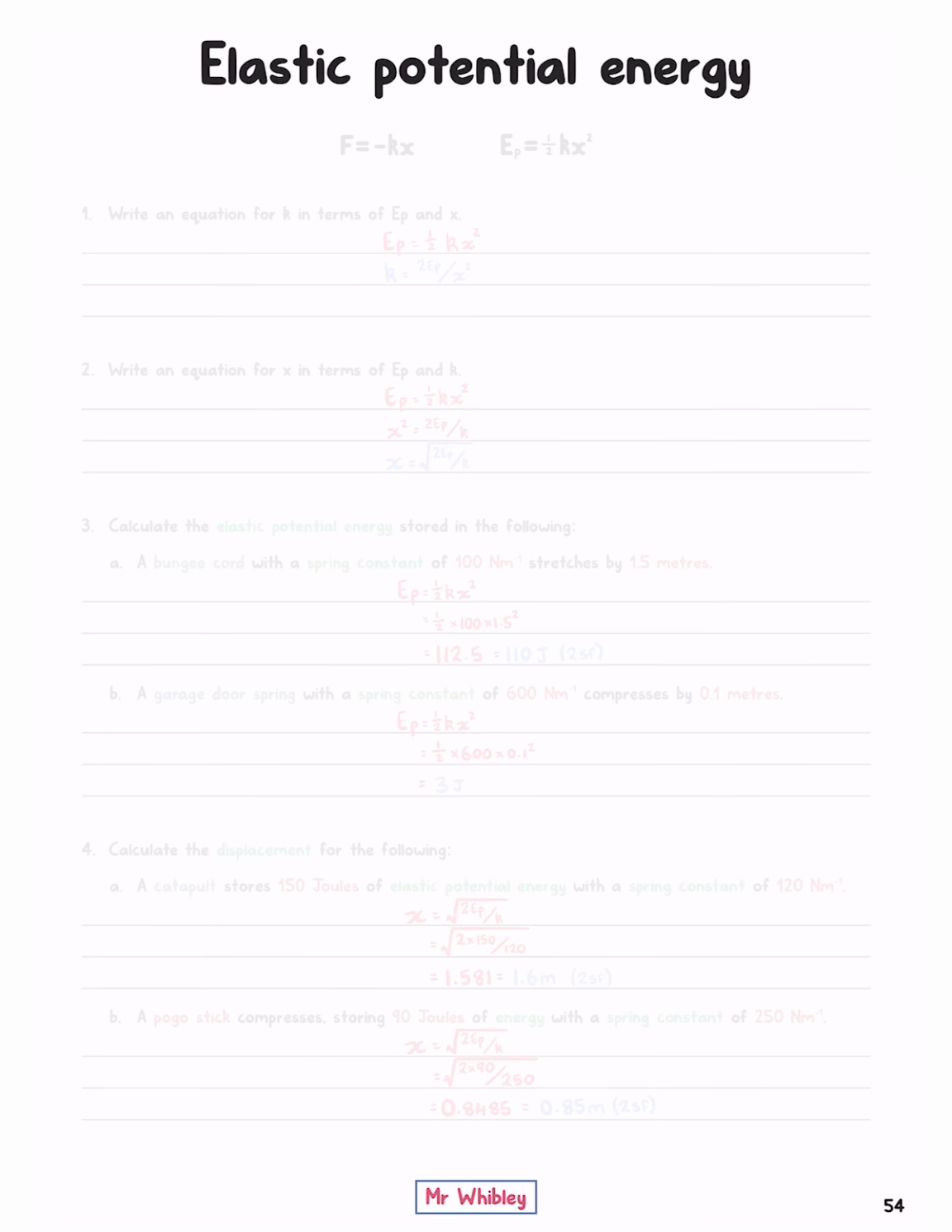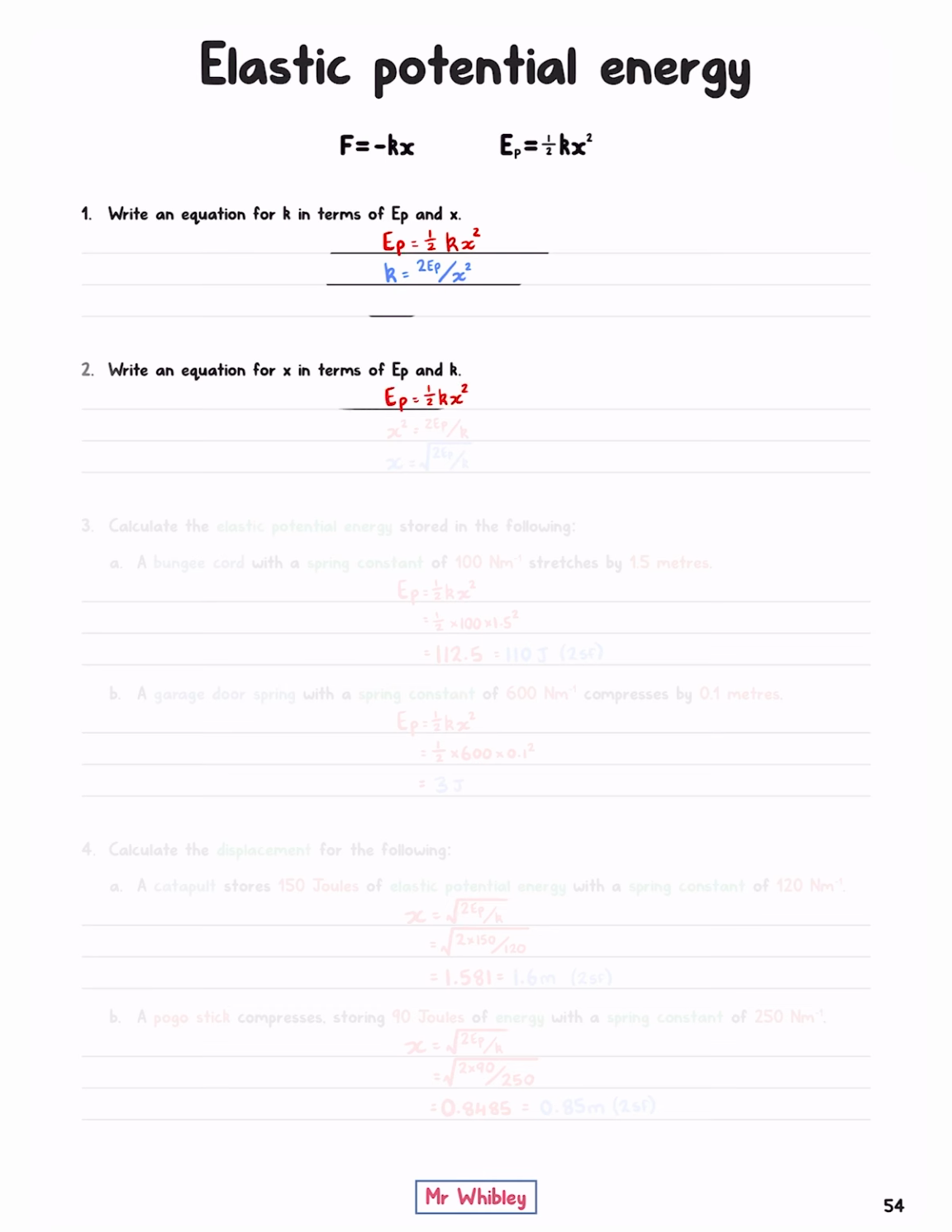Elastic potential energy. Question 1. Write an equation for K in terms of EP and X. Starting with our potential energy equation, we can solve this for K by doubling both sides and dividing by X squared. Question 2. Write an equation for X in terms of EP and K. Once again, starting with our potential energy equation, we can solve for X squared by doubling both sides and dividing by K, and finally by square rooting both sides.